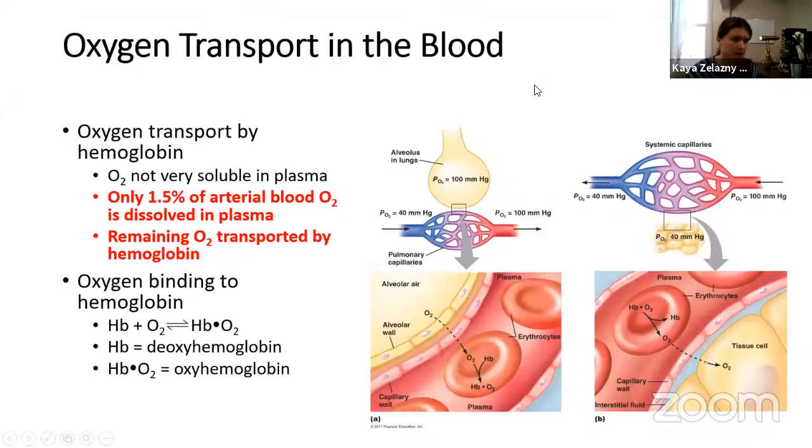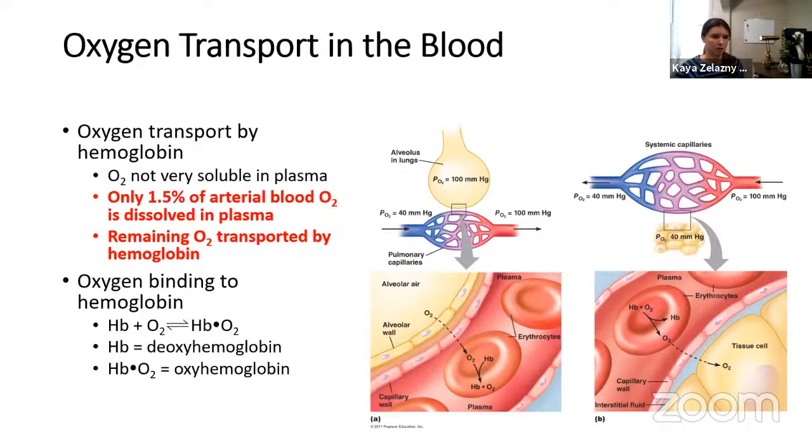So we saw, this is the one slide we went over, that oxygen is mainly transported by hemoglobin. It's not very soluble in the plasma, right? Its ability to dissolve into water wasn't very high. Plasma is mainly water. So only about 1.5% of the blood oxygen is actually in the plasma, and the rest is going to be transported by hemoglobin in our erythrocytes, which are our red blood cells. So far, hopefully so good. We've talked about hemoglobin briefly before when we talked about the life cycle of a red blood cell.